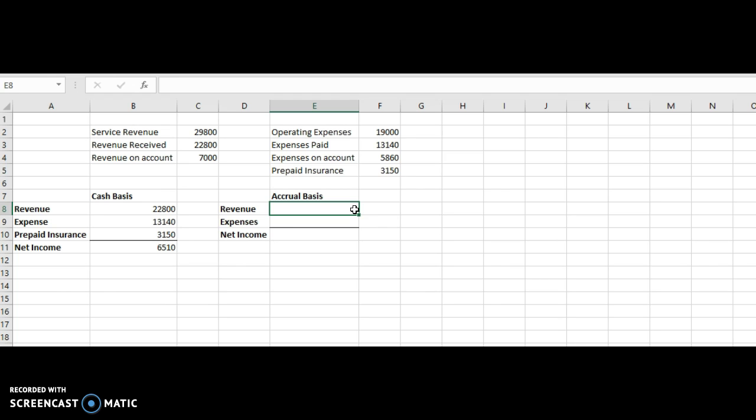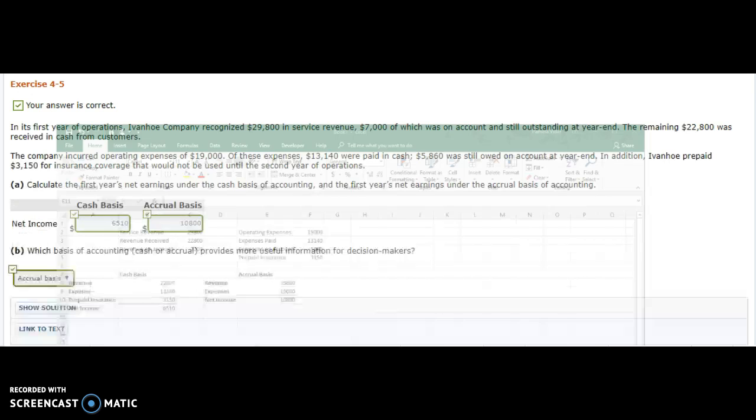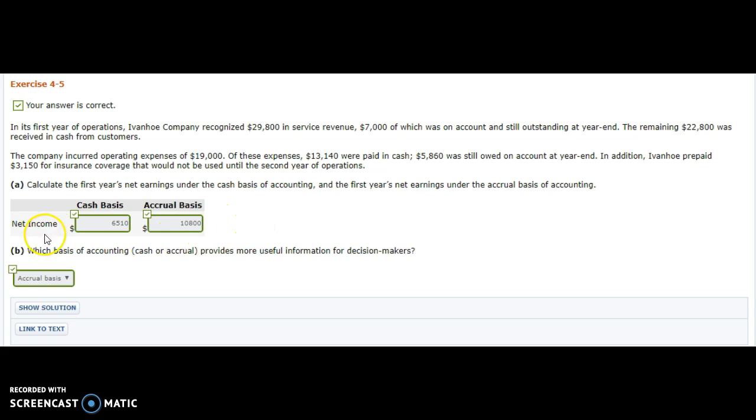And then for accrual basis, the revenue and expense that we used is what occurred during the first year of operations. So that would be the $29,800. And then for operating expenses, it would be the full $19,000. And then the net income for that would be just the revenue minus the expense, and that's $10,800. And I'll just show you guys right here. That's exactly what I got here.